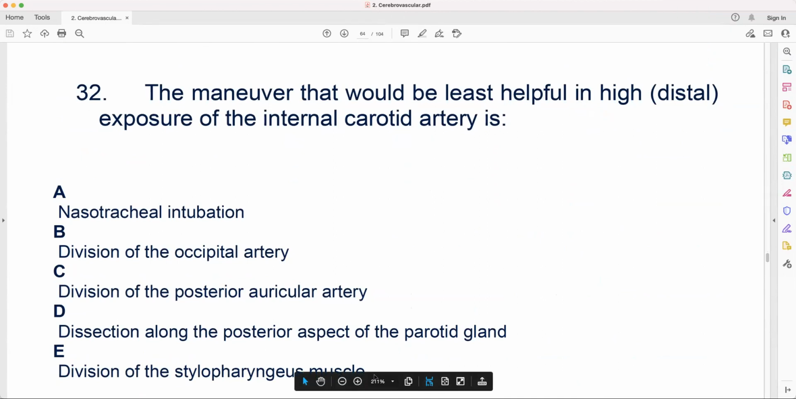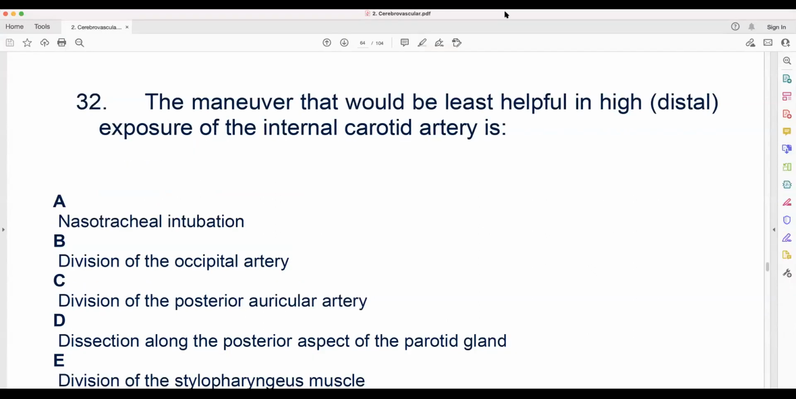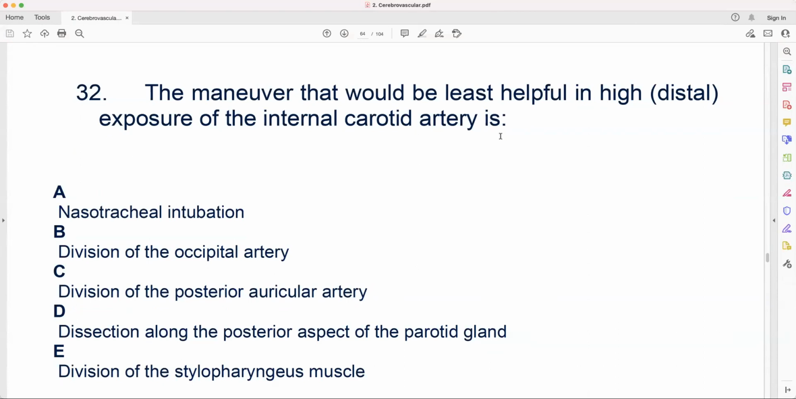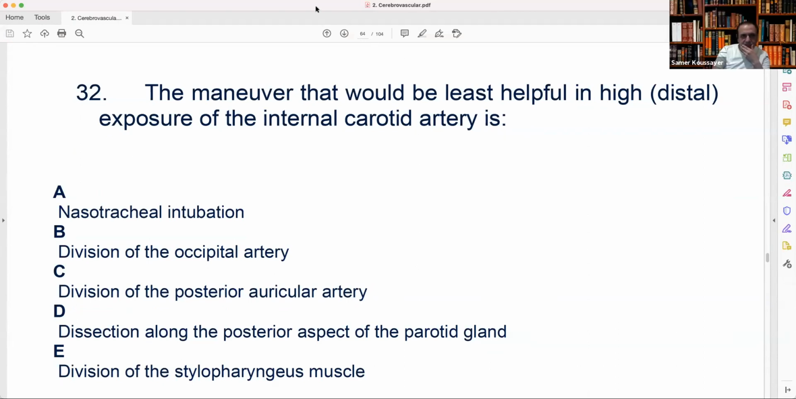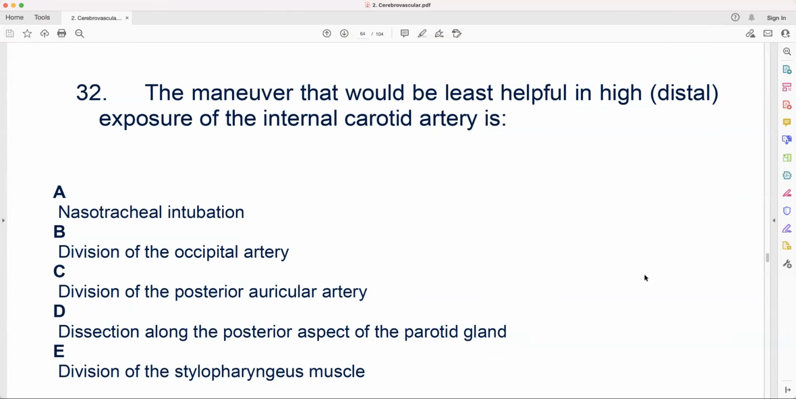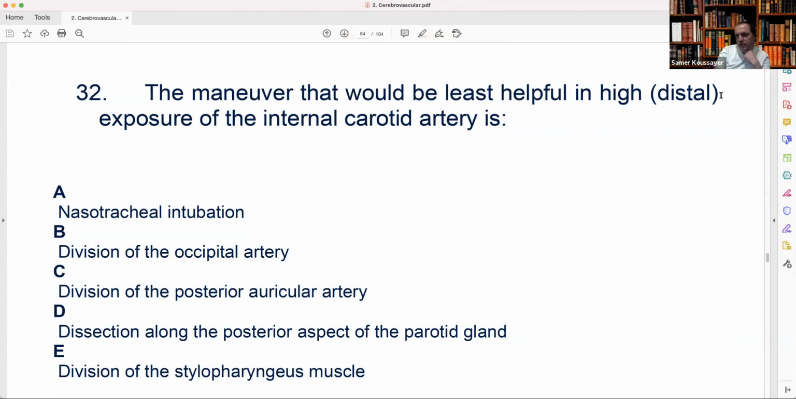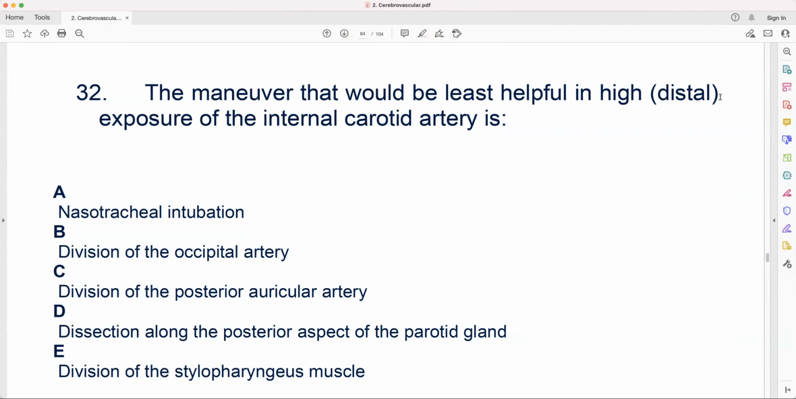The maneuver that would be least helpful in high distal exposure of the internal carotid artery. So, least helpful maneuver for distal exposure. Okay, so let's see what they're asking here. What they're saying is that you have a high bifurcation. So if you have a high bifurcation, what maneuvers do we have? A couple of things you can do. Luckily we don't see them quite often.